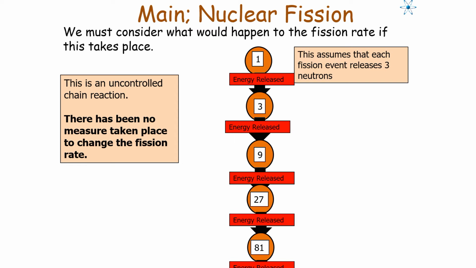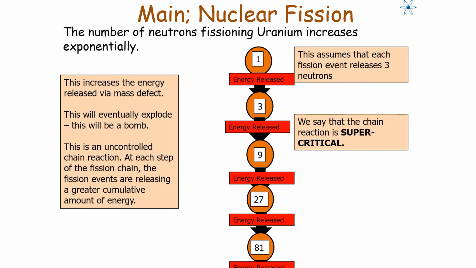In an uncontrolled chain reaction, there's been no measure taken to change the fission rate. Because each fission event releases 3 neutrons, which can then go and fission other uranium nuclei, the amount of energy released increases very quickly. So 1 neutron is released, that can lead to 3 neutrons, to 9, to 27, to 81, and the number of fission events changes at the same rate. So the energy per second being released increases every time we have this part of the chain. This will eventually cause an explosion, which is a nuclear weapon.